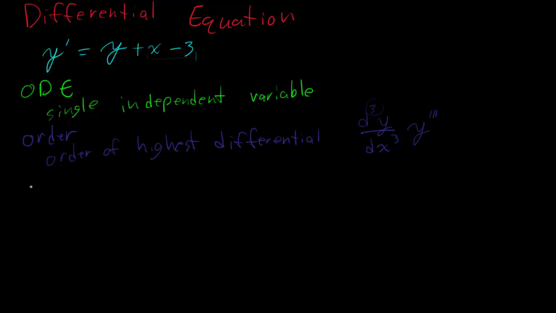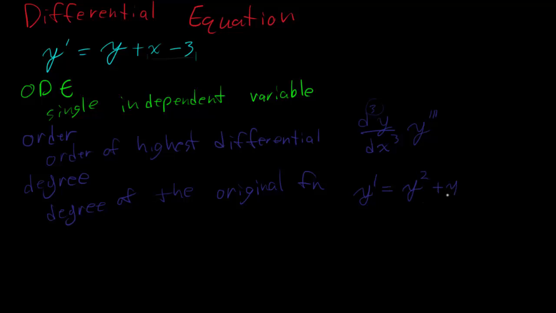The degree is the degree of the original function, that is the degree of y. So if I had y prime equals y squared plus y double prime, the degree would be 2. The degree is what determines linearity. If the degree is 1, it's a linear function. And if the degree is greater than 1, it is nonlinear.